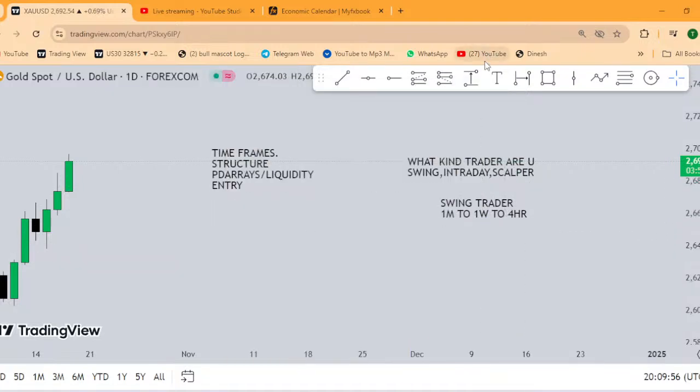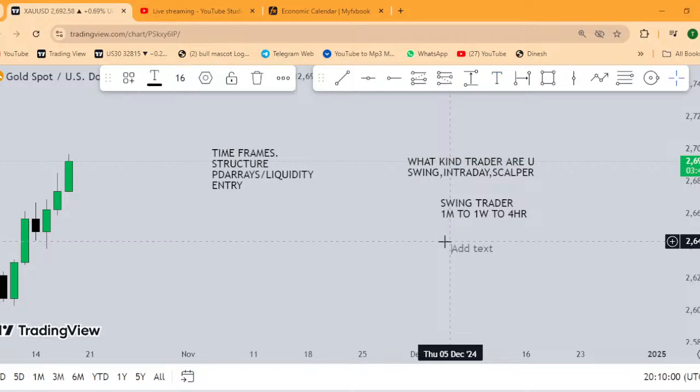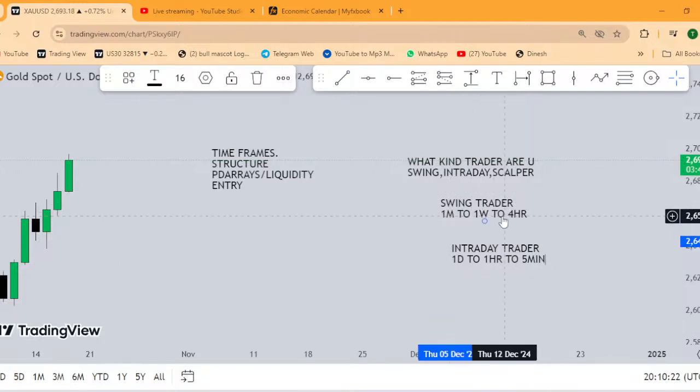That is a swing trader. Then an intraday trader or a day trader is going to look at the 1 day, then the 1 hour, then the 5 minute. Now this is a chronology of flow of the IPDA cycle, or chronology of flow of the algorithm to be more specific.